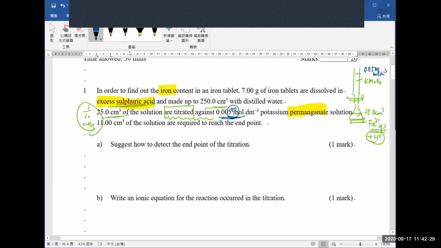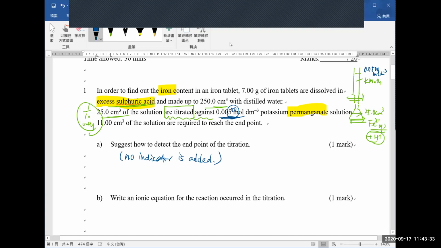What is the indicator added? What is the indicator for this reaction? It seems that every time while you do titration, we need to add indicator. KMnO4 itself. Somebody will say that KMnO4 itself is the indicator, but it is also a reactant, right? So while you tackle this type of questions, what you need to mention is that no extra indicator is added.